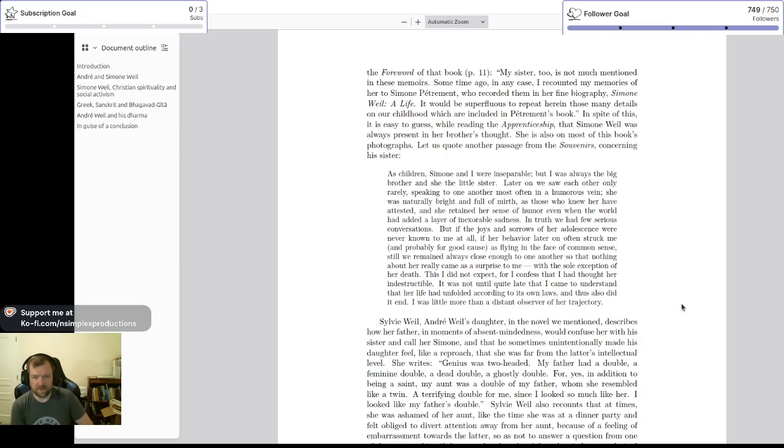Sylvie Weil, André's daughter, in the novel we discussed, describes how her father, in moments of absent-mindedness, would confuse her with his sister and call her Simone. And that he sometimes unintentionally made his daughter feel like a reproach, that she was far from the latter's intellectual level. She writes, "Genius was two-headed. My father had a double, a feminine double, a dead double, a ghostly double.